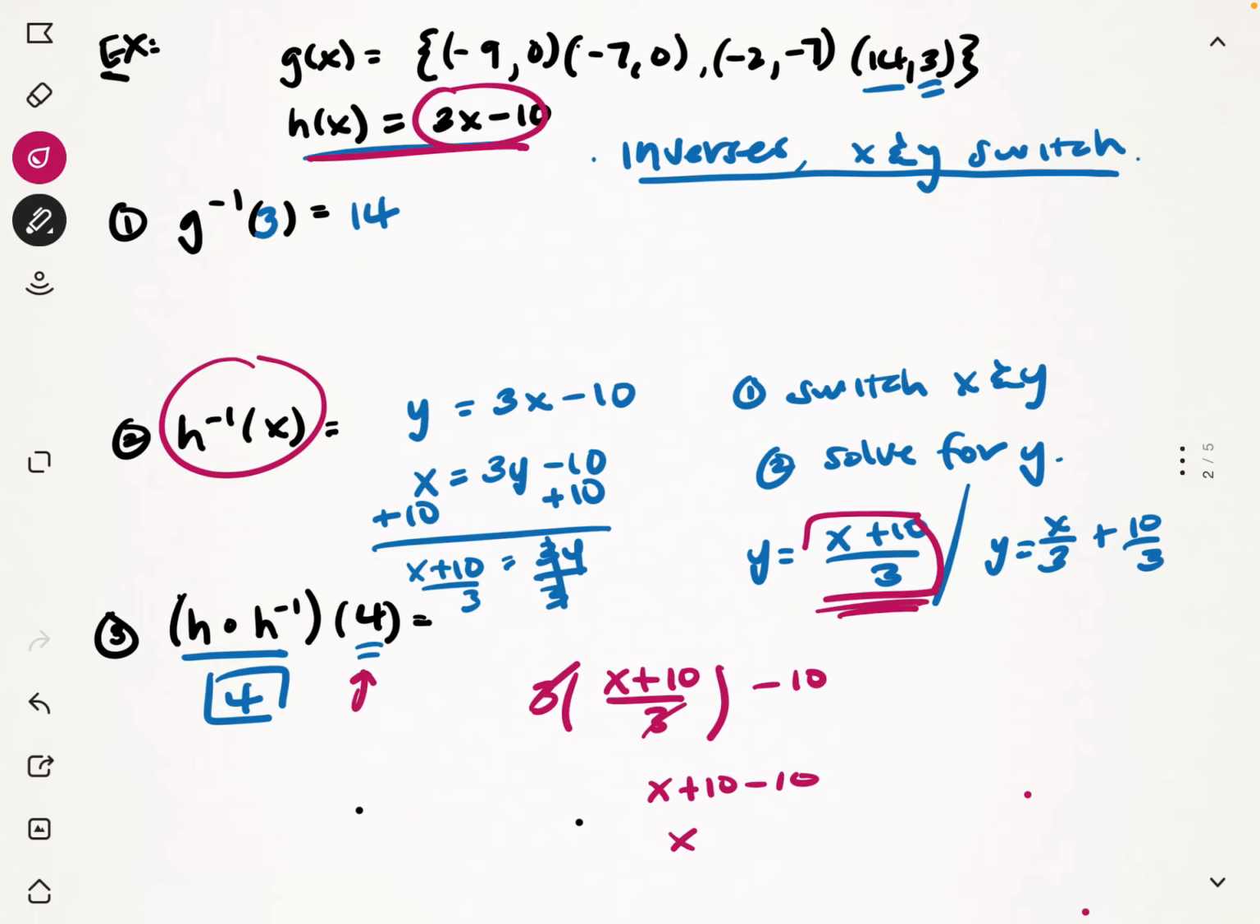And now let's plug in our 4. And that should equal 4. So anytime we have a function and its inverse composed, that's equal to x. So if we have a number here, whatever that number is should be the answer. So this is going to be equal to 4.